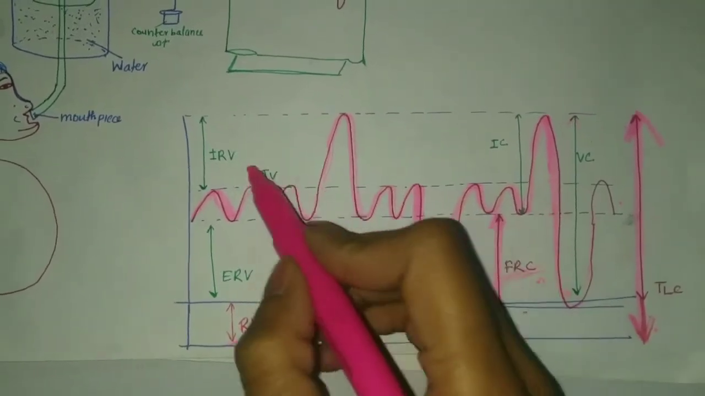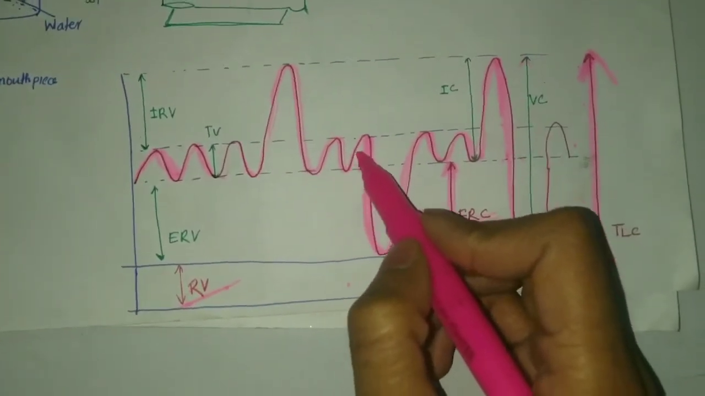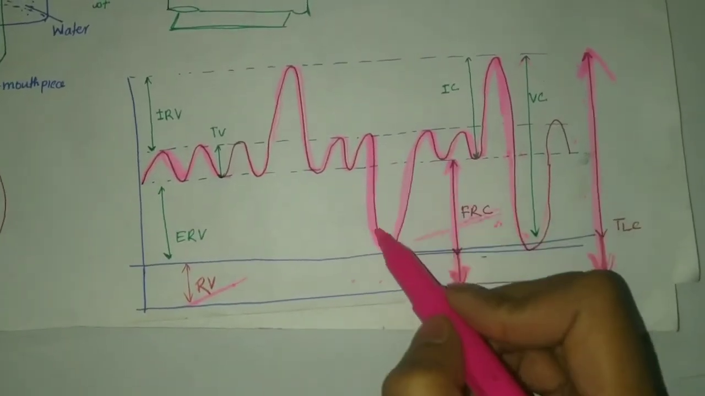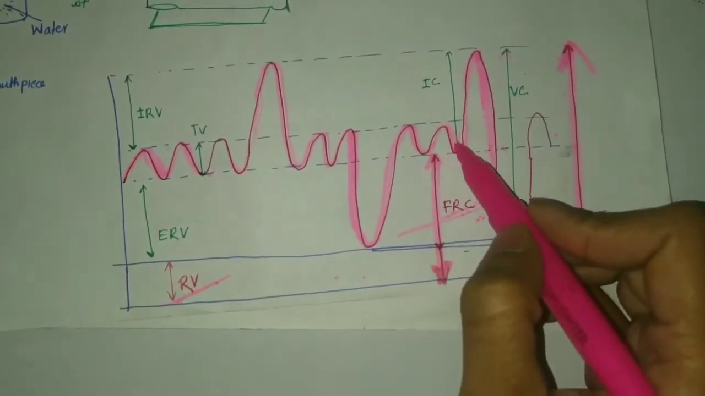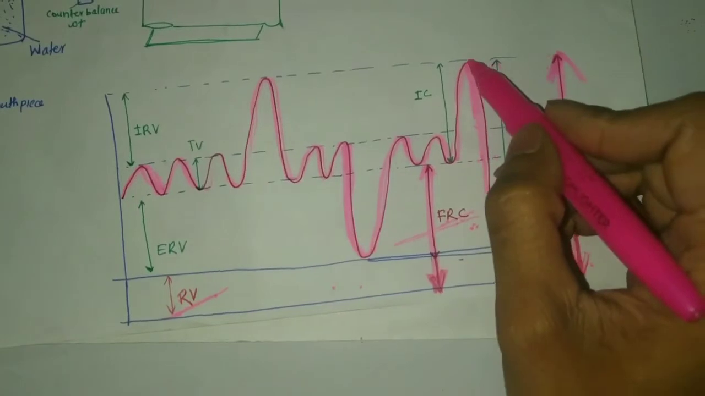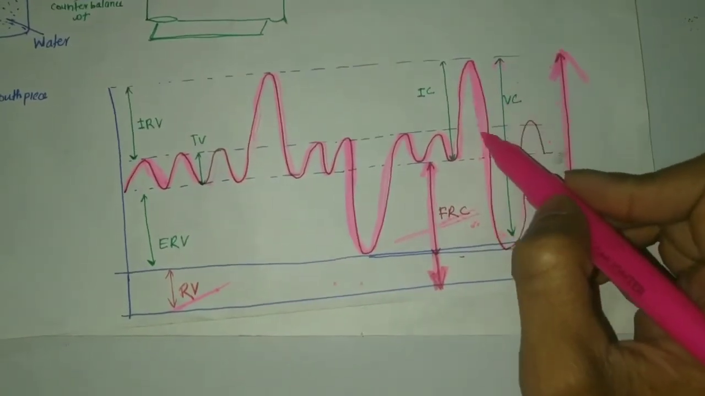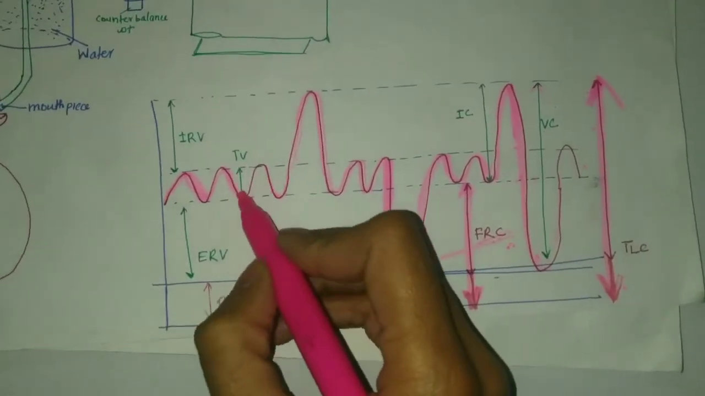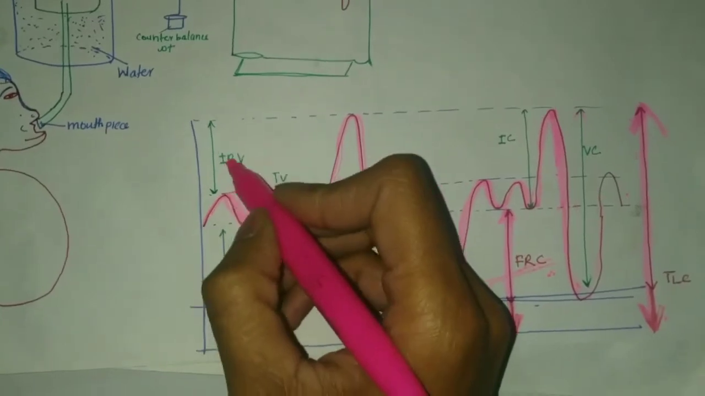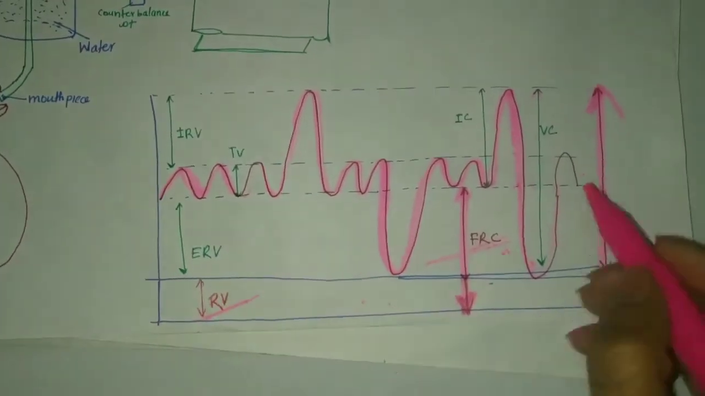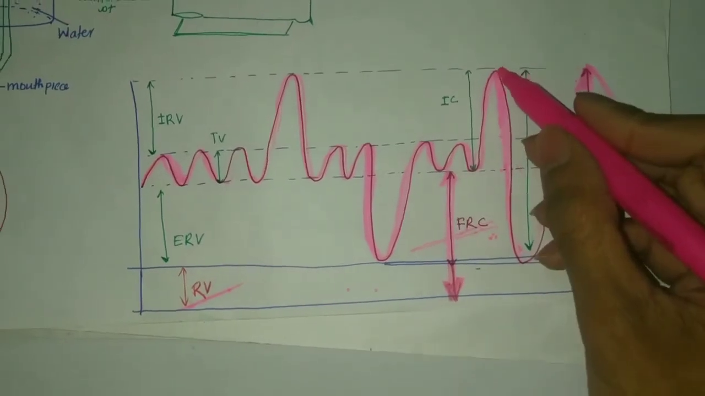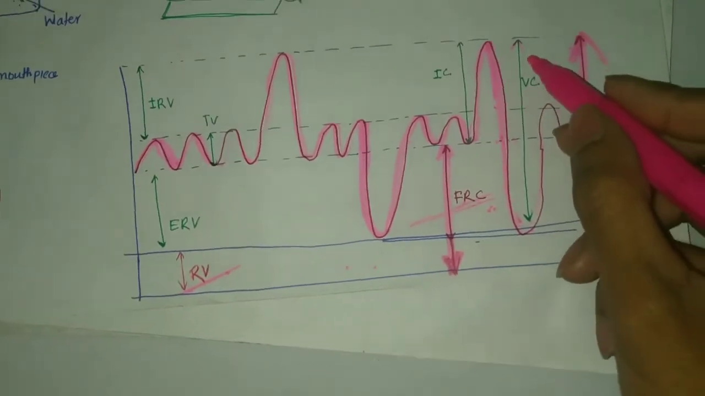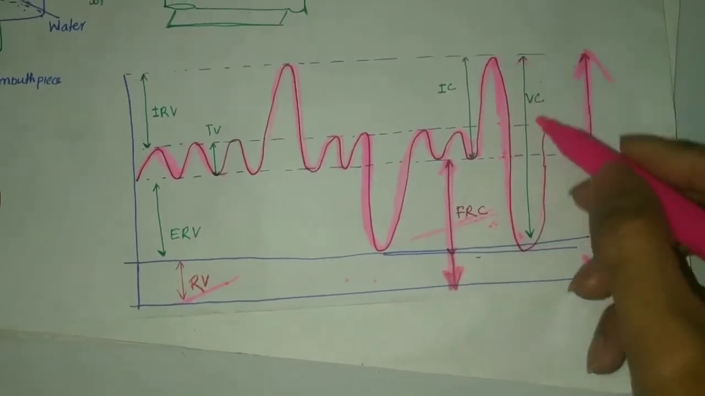So this is the inspiratory reserve volume, then again tidal volume, then the person expires forcefully, and this is the expiratory reserve volume, then again tidal volume, then the person inspires with force, so inspiratory reserve volume, then he expires forcefully, expiratory reserve volume. So this much is tidal volume, this is inspiratory reserve volume, this is expiratory reserve volume, and from here to here, the inspiratory reserve volume, tidal volume and expiratory reserve volume, all three of these combine to make vital capacity.